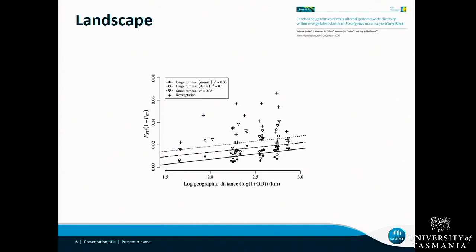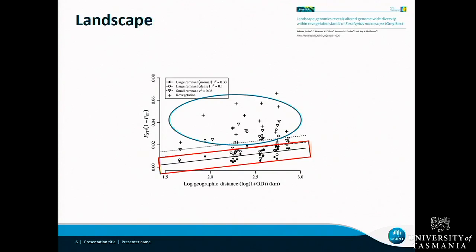Again, what we see, so the dark dots are our natural sites, and we see that lovely cline. So those sites that are closer together are more similar, those sites that are further away are more dissimilar. And so that suggests we do have that really nice cline of variation across the landscape. When we look at the crosses, though, at our revegetation sites, we see that this hasn't been captured.